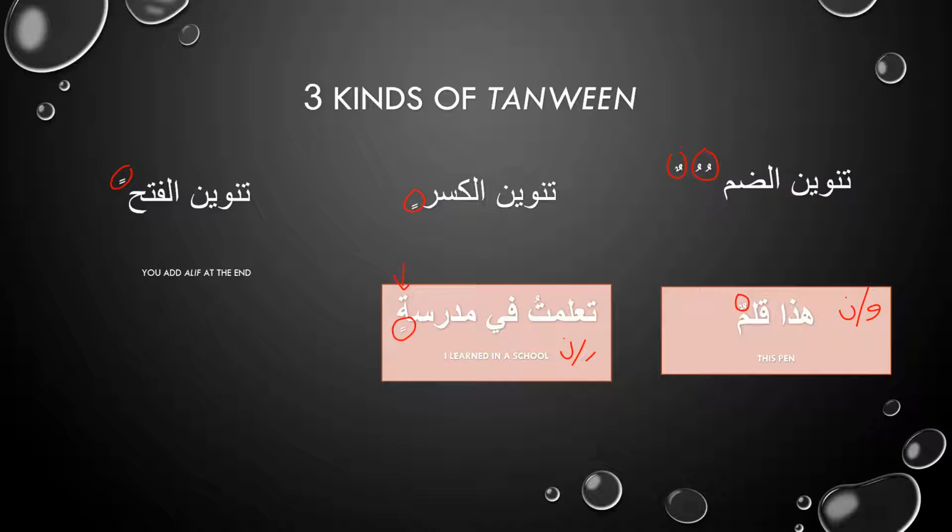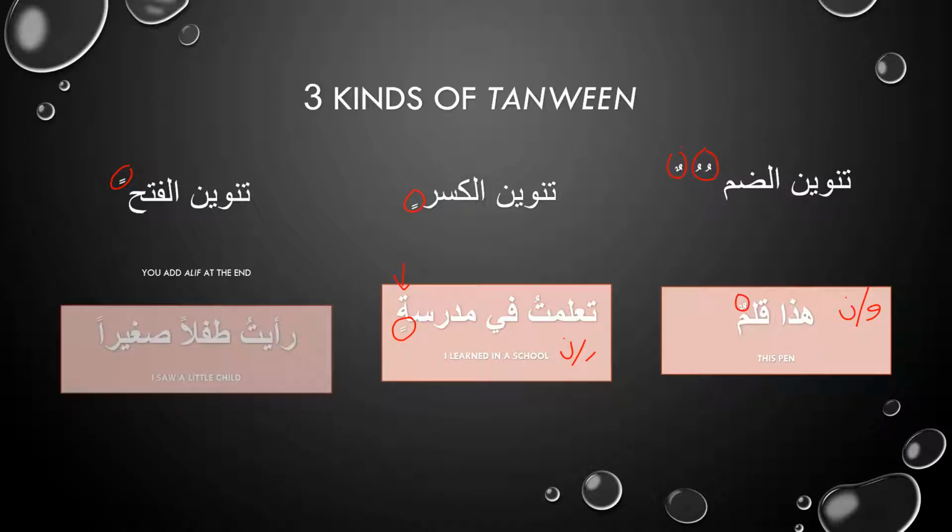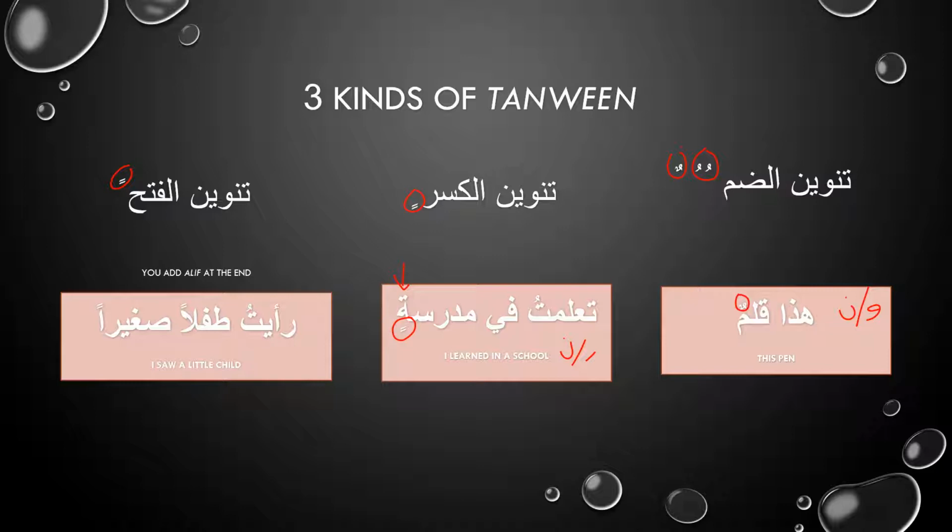تنوين الفتح, you add alif at the end. So if you have تنوين الفتح, you have to add alif at the end. رأيت طفلا صغيرا. So you don't write two fathas by themselves. We need alif as a seat to carry these two fathas.